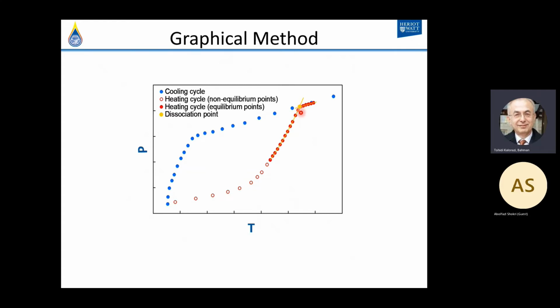So which one should we use? Hydrate formation depends on rate of cooling, reactor type, surface type, presence of foreign material. So it's not a fixed number. It can change from one experiment to another one. Hydrate dissociation, if we do the test carefully, is unique. Hydrate dissociation is used for thermodynamic modeling.